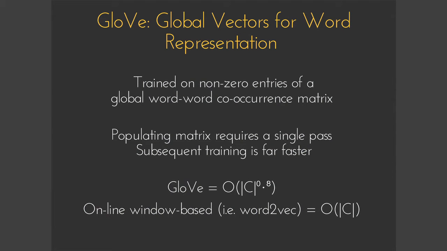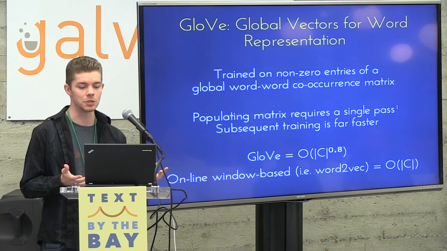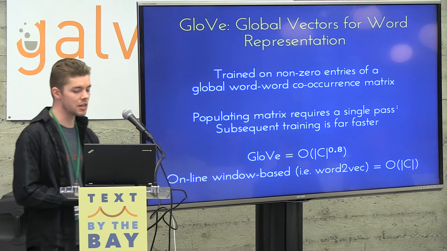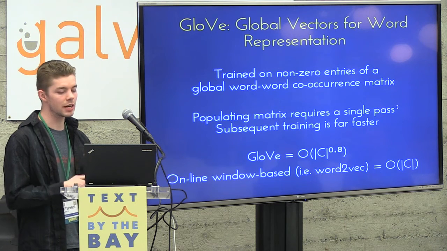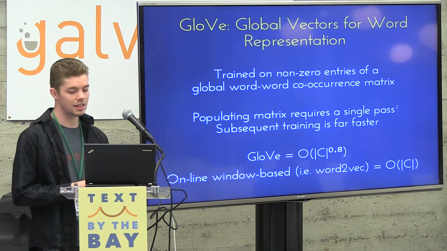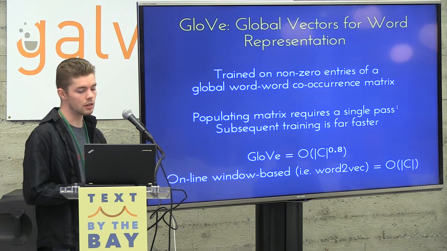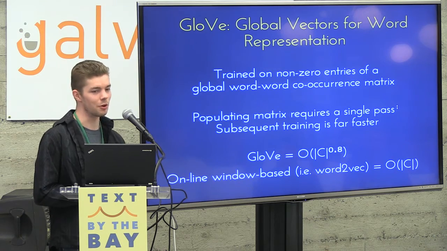Now, one of the really cool things about this is that all this is trained on non-zero entries of the global word-word cooccurrence matrix. Basically, they just take account of how all the words are next to each other. And populating this matrix only requires a single pass over the data, and all the subsequent training is actually far faster. So surprisingly, GloVe is actually faster to train than online window-based methods such as Word2Vec, but it will probably take a whole bunch more memory.